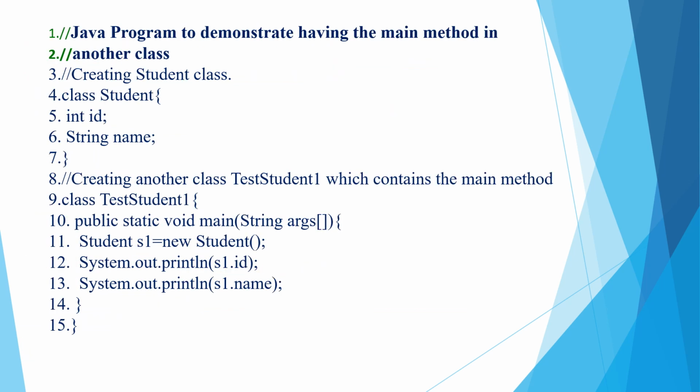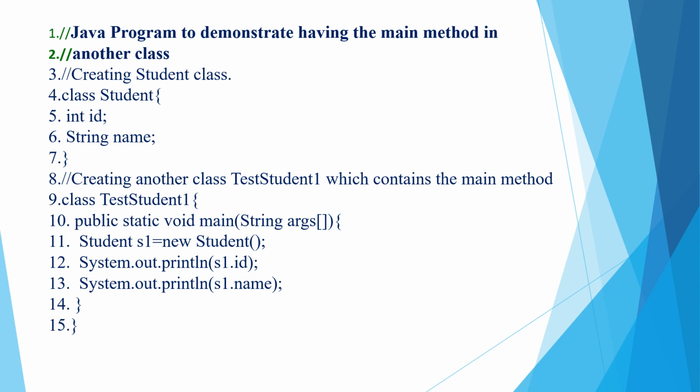Now the second example I've taken, again a Java program, demonstrates having the main method in another class. In the previous example we had the main method in the same class, but here we have the main method in another class. Let me tell you that we can have any number of classes in Java, right? Here also I'm creating a Student class. The first class is class Student, where we define two fields, ID and name. ID is of integer data type, name is of string data type. And we are creating another class, TestStudent1, which contains the main method.